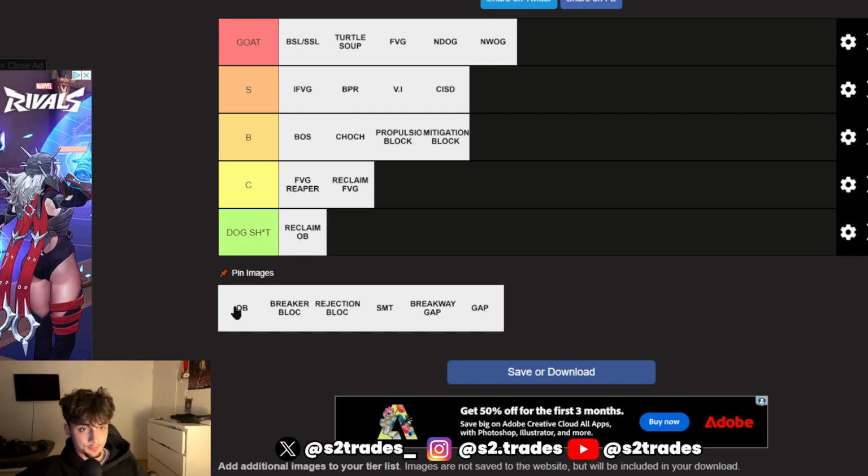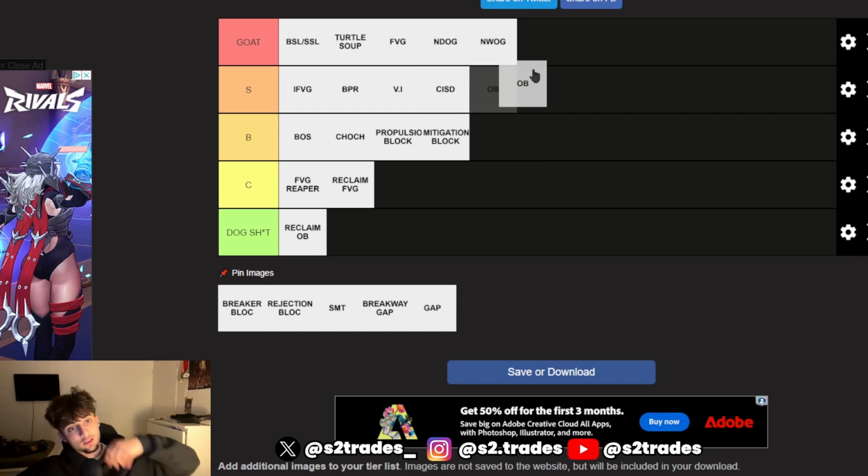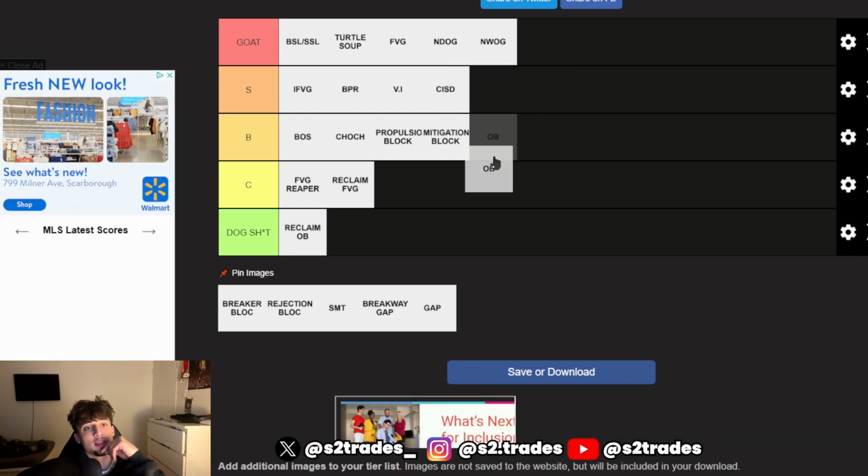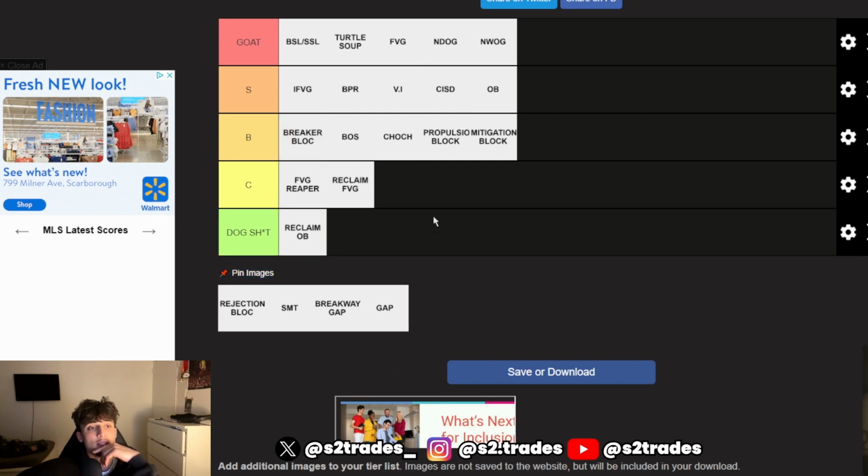Order blocks, now this is kind of weird, because with order blocks you could get really precise entries, but sometimes I start thinking that order blocks don't work because there's no reaction off it. But at the same time, you also need to know which order blocks to use. I'll put this bottom of S tier, and then a breaker block, maybe the top of B tier.